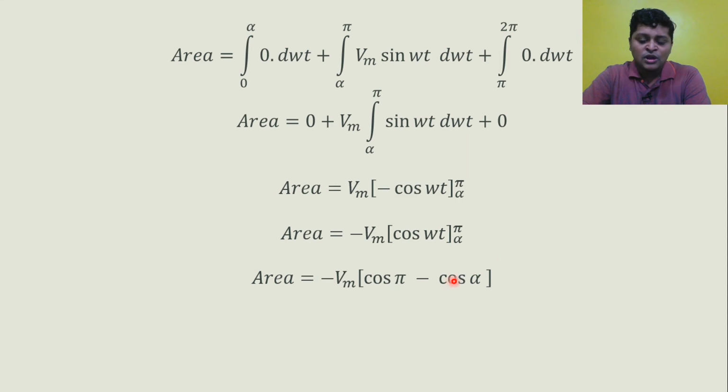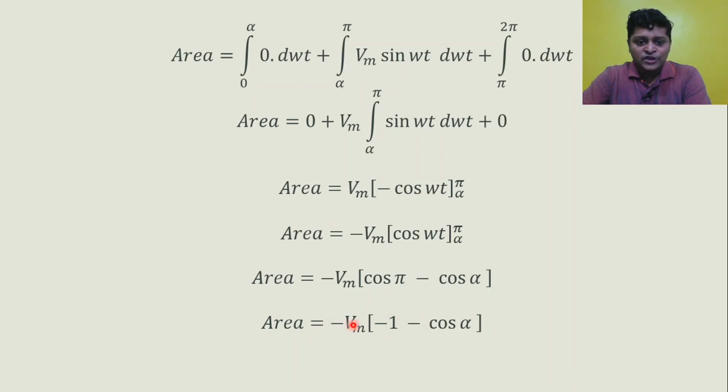Now let's put in the upper limit and lower limit. So upper limit minus lower limit. The upper limit is cos of pi and the lower limit is cos of alpha, so we have substituted both values. Now the value of cos pi is minus 1, so we have substituted cos pi as minus 1.